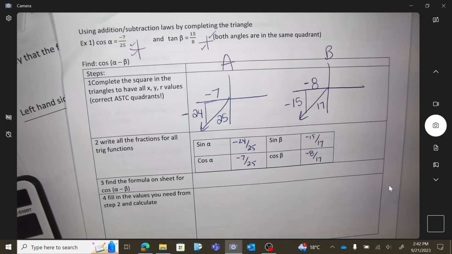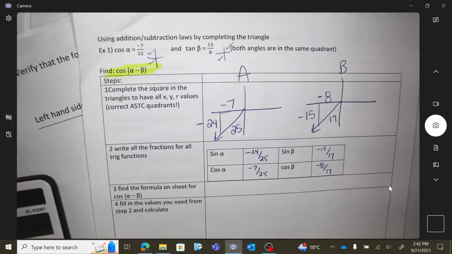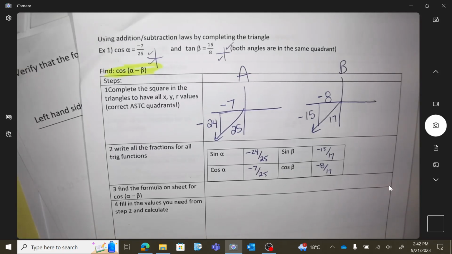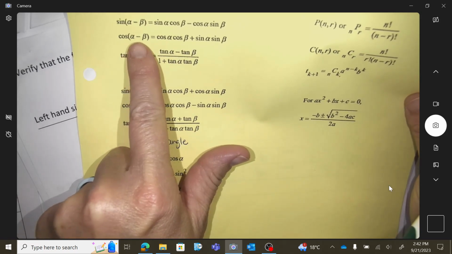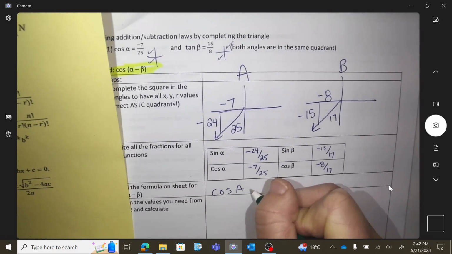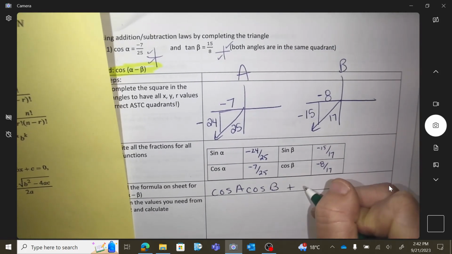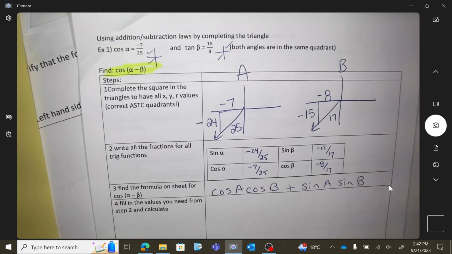Here's the question. Can you get me the trig value for the cos of the A subtract B angle? So what are you going to do? Grabbing your formula sheet, right? Cos A minus B. So copy that one down. So cos A cos B plus sine A sine B. So we copied from a formula sheet.